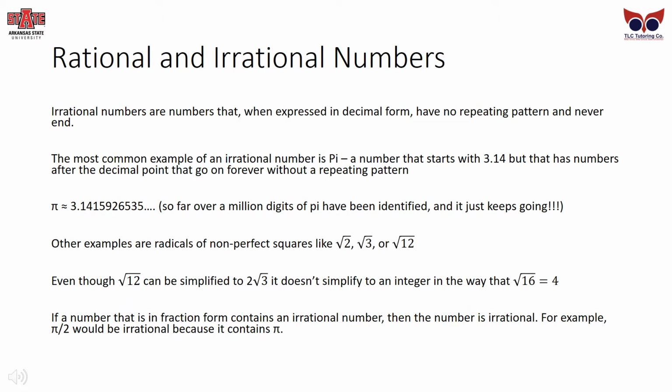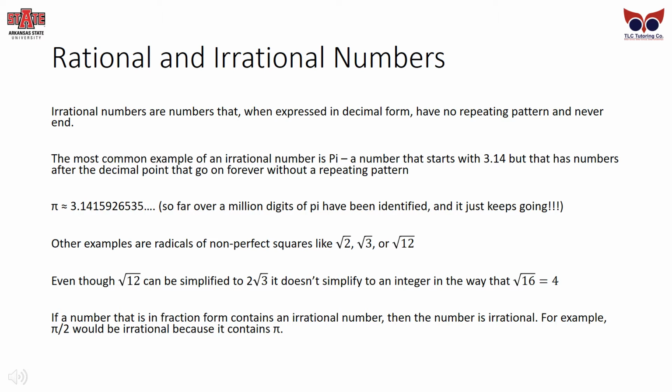Irrational numbers are numbers that, when expressed in decimal form, have no repeating pattern and never end. The most common example of an irrational number is pi, a number that starts with 3.14, but that has numbers after the decimal point that go on forever without a repeating pattern. So far, over 1 million digits of pi have been identified, and it just keeps going.